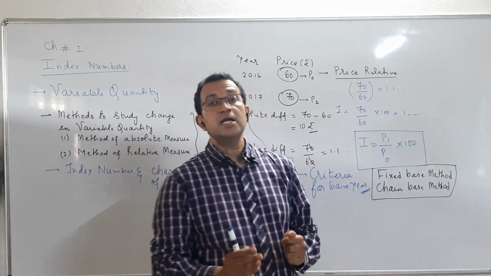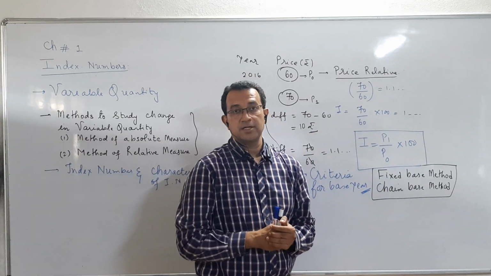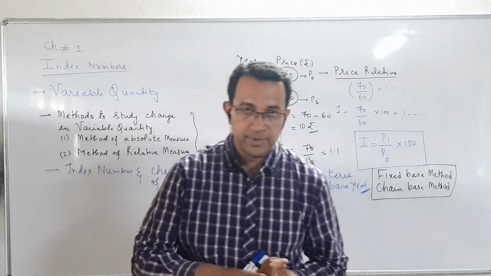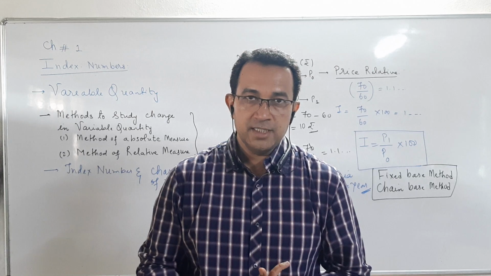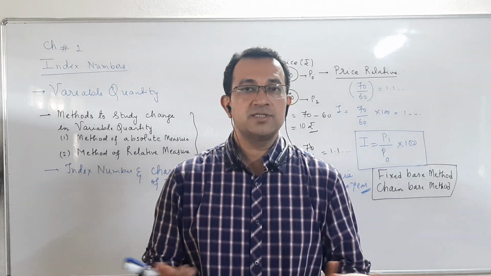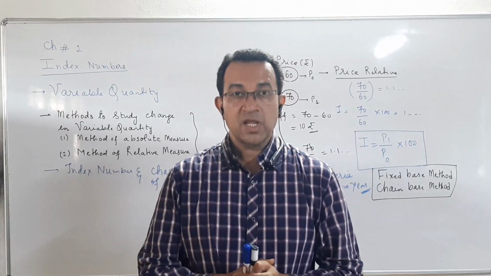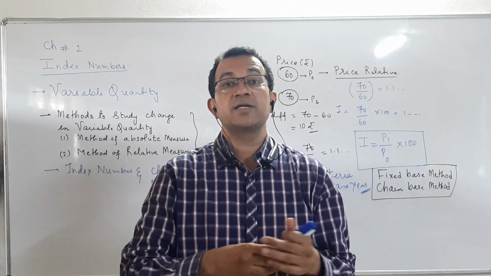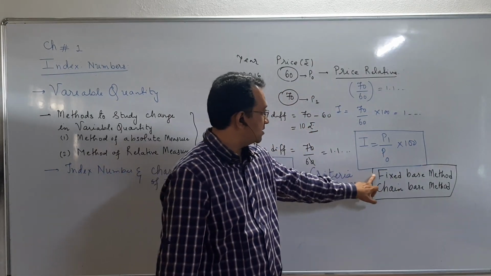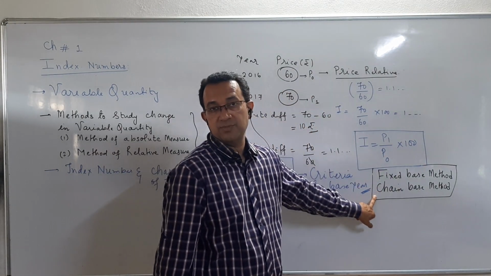What is the criteria to select a year as a base year? A base year should be a normal year free from natural and man-made calamities, free from political instability, and free from economic recession and boom. This is an ideal case. How many ways we can select a base year? Two methods. First is fixed base method and second is chain base method.